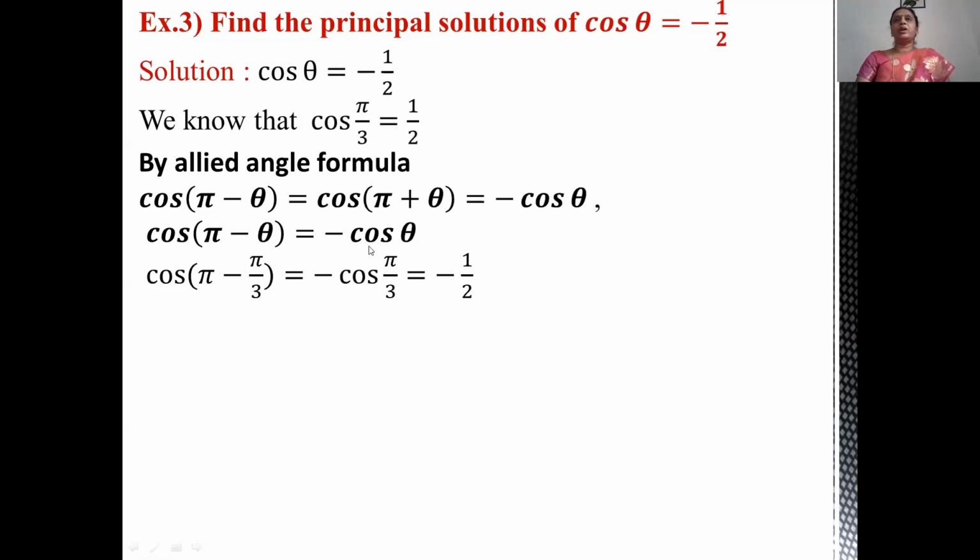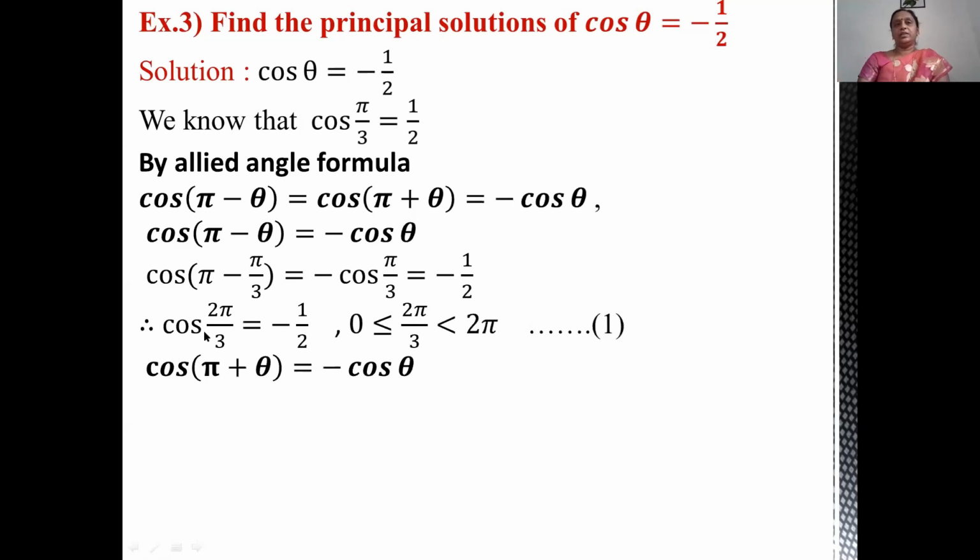Therefore, in this formula, we will put the value of theta as pi by 3. After putting the value, we will get minus cos pi by 3, which is equal to minus half. Then, after simplifying this, cos 2 pi by 3 is equal to minus half. And obviously, convert this angle into degrees. It is the angle of 120 degrees. Obviously, that lies in the interval 0 to 2 pi. In this way, we get our first solution, that is, the first principal value, 2 pi by 3.